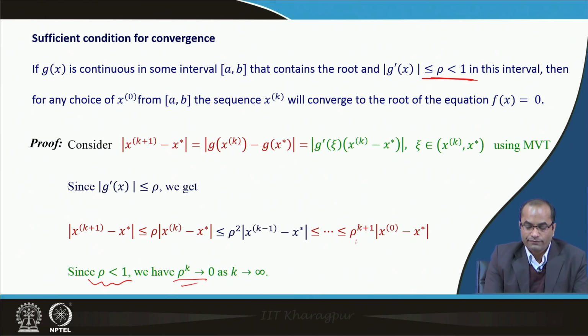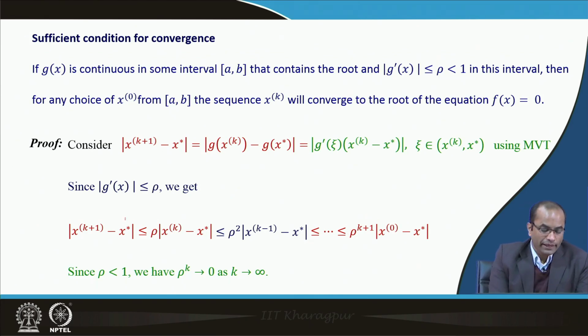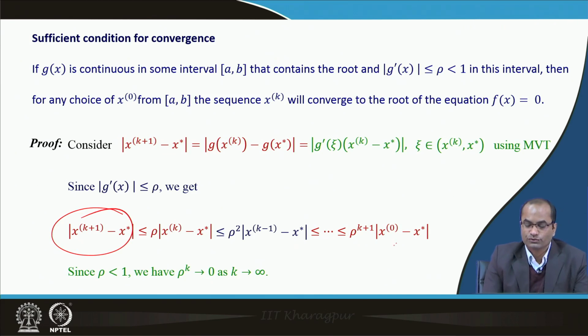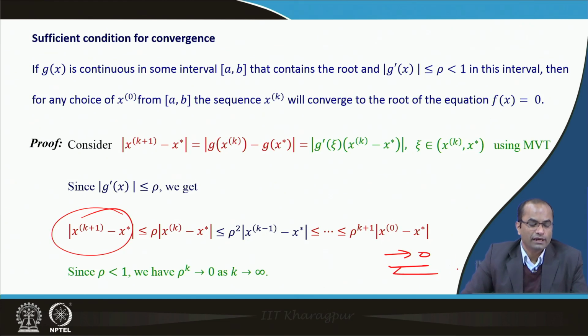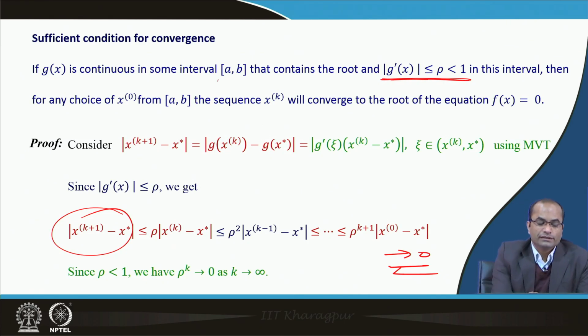So, rho to the power k will go to 0 because rho is less than 1, and this error as k approaches infinity will go to 0. So, that is the proof. What is the condition? That g prime should be less than 1 in the interval which contains the root and the initial guess.